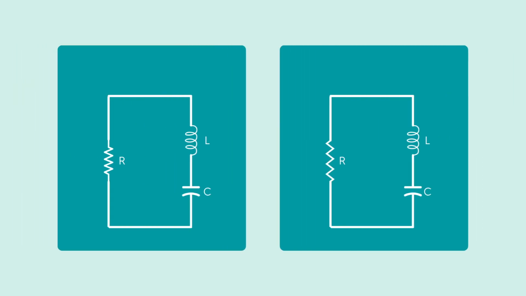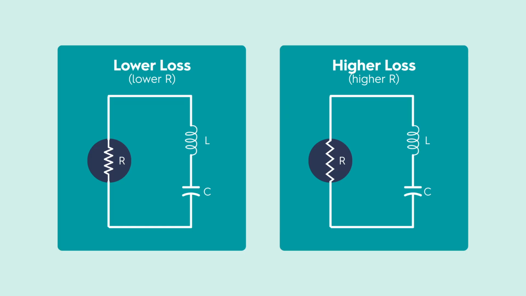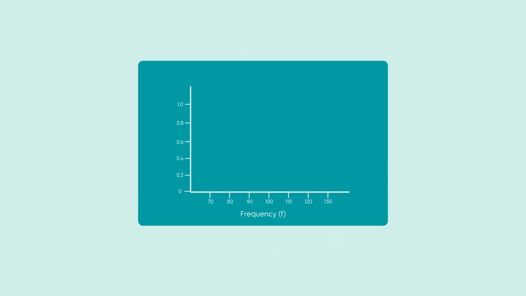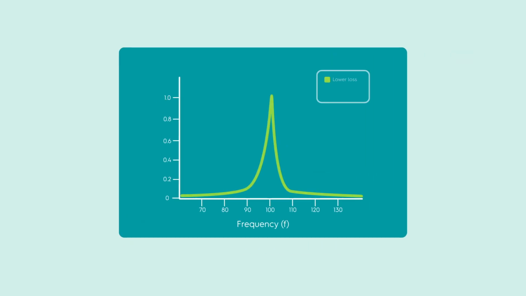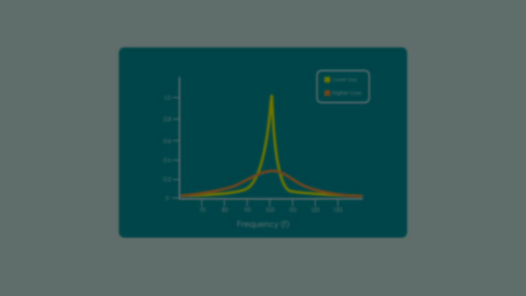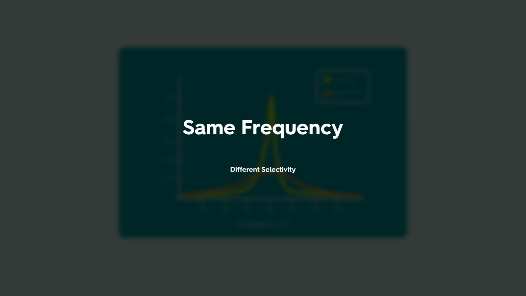Now let's make it more interesting. Imagine two tuned circuits with the same inductor and capacitor, so they have the same resonant frequency, but different effective resistance that represents loss. The lower loss circuit has a sharp, tall peak. The higher loss circuit has a flatter, wider peak. Both peak at the same frequency, but their selectivity is very different.